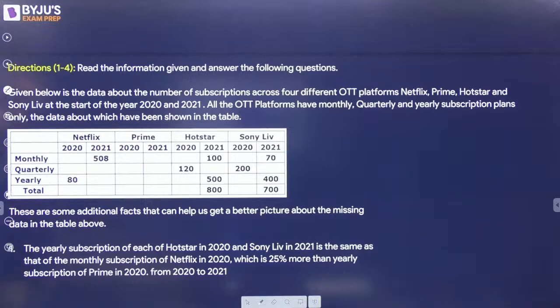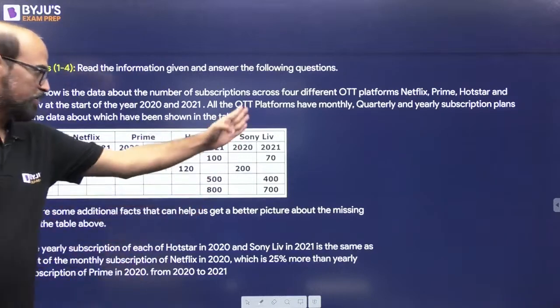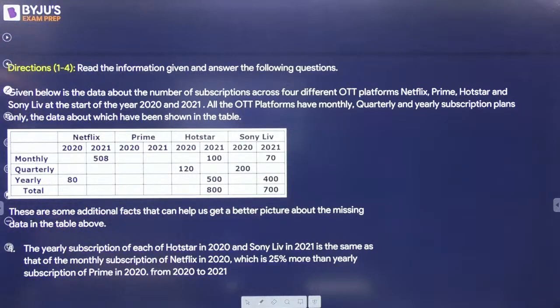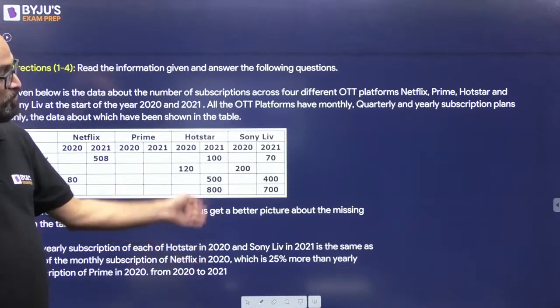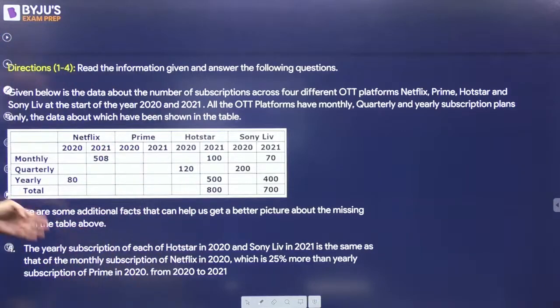These are some additional facts that can help us get a better picture about the missing data in the table above. So the first point. The yearly subscription of each of Hotstar, we are looking at Hotstar in year 2020 and Sony Live in 2021 is the same as that of monthly subscription of Netflix in 2020, which is 25% more than a yearly subscription of Prime in 2020.